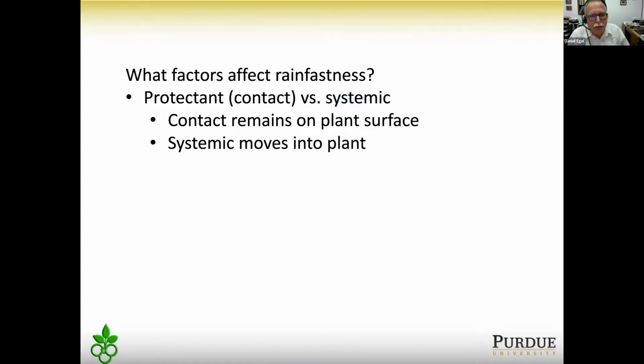What factors affect rain fast? The top factor that we'll talk about today is whether the product is a contact or a systemic. Some people will call a contact a protectant. A contact product is one that remains on the surface, like a chlorothalonil or a Mancozeb product, remains on the surface of the leaf. Because they're on the surface of the plant, contact products tend to be more susceptible to rain and wash off than systemic products which move into the plant.